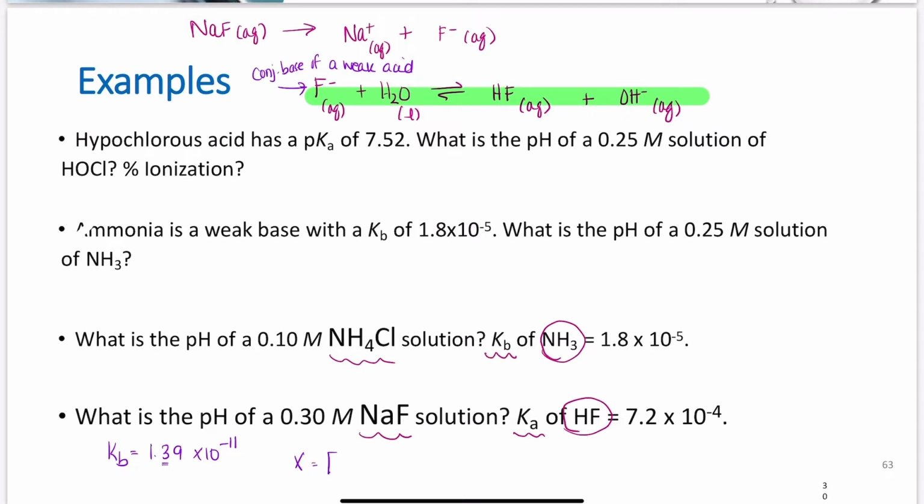You're going to solve for x, which is equal to your hydroxide concentration, and you're going to find this to be equal to 2.04 times 10 to the minus 6. That 0 is where the sig figs are. You should find your pOH to be 5.69 and your pH of the solution to be 8.31. And should it make sense that your pH is 8.31? Yes, because this is a conjugate base of a weak acid.